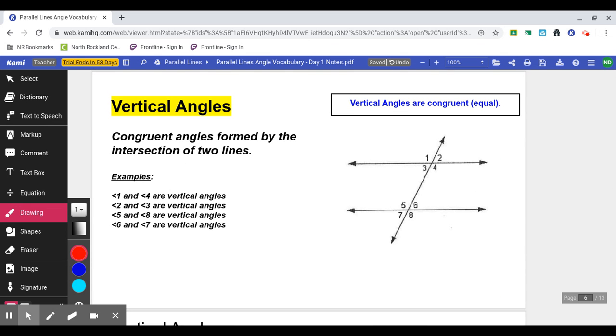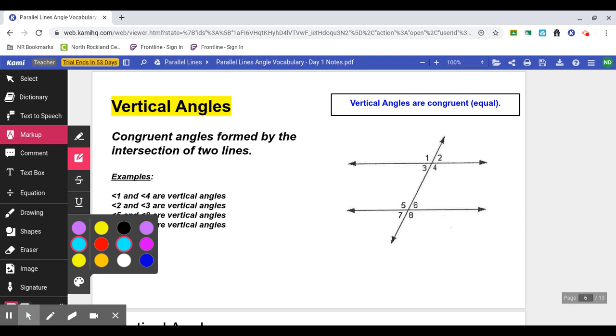Okay, next vocab word is another familiar one, vertical angles. We must know that vertical angles are formed by the intersection of 2 lines, and they are congruent. So they're congruent angles formed by the intersection of 2 lines. Okay, remember, when we have vertical angles, the vertical angles are across from each other. They're across each other from that point of intersection. So if we look at this diagram, angle 1 and angle 4 are vertical angles, which means angle 1 is equal to angle 4. And angle 2 and angle 3 are vertical angles, which means they are also equal to each other.